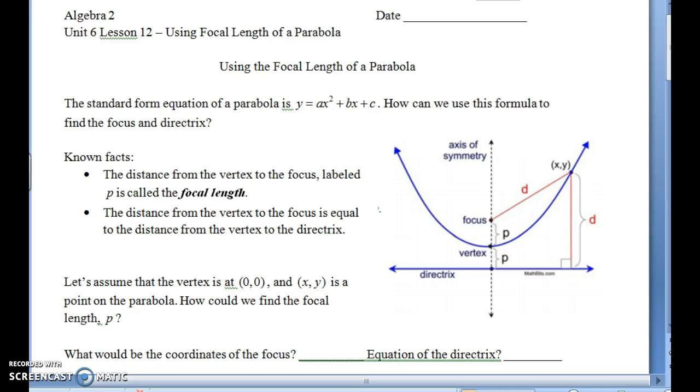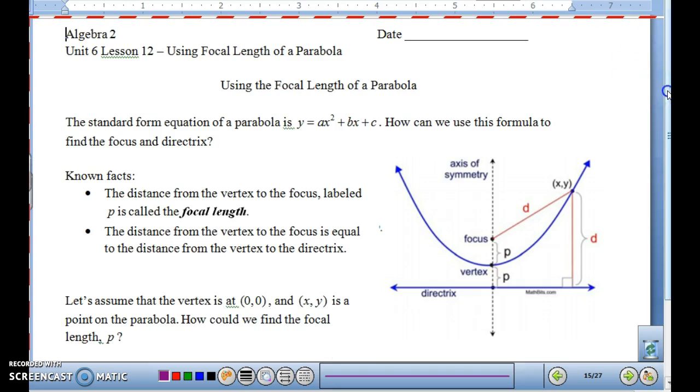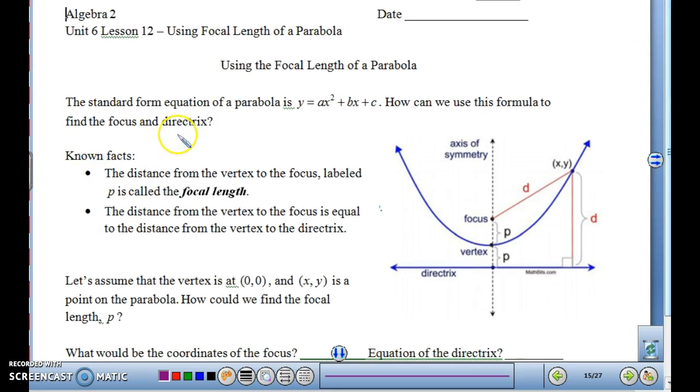This is Algebra 2, Unit 6, Lesson 12, using the focal length of a parabola. Now, we know that the standard form of a parabola is y equals ax squared plus bx plus c. And how can we use this formula to find the focus and directrix? Well, we talked about that yesterday when we did figuring out the values using the distance.